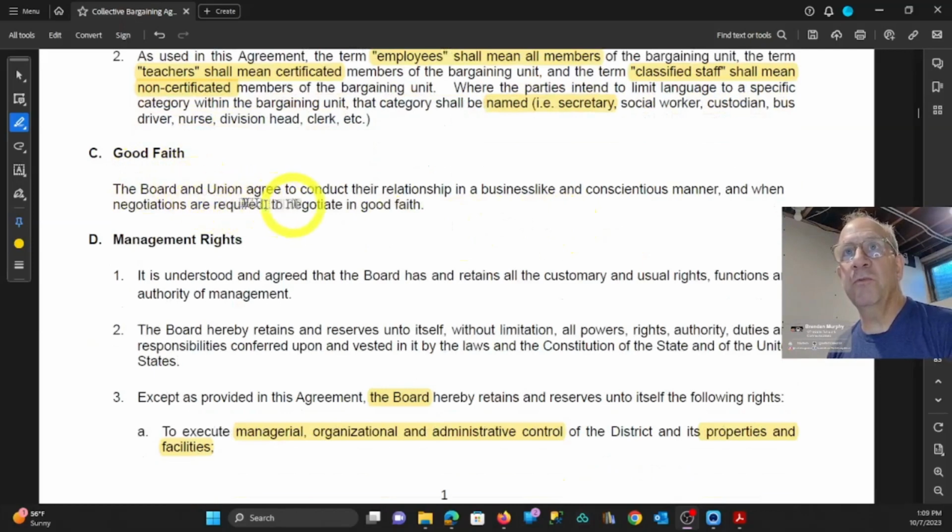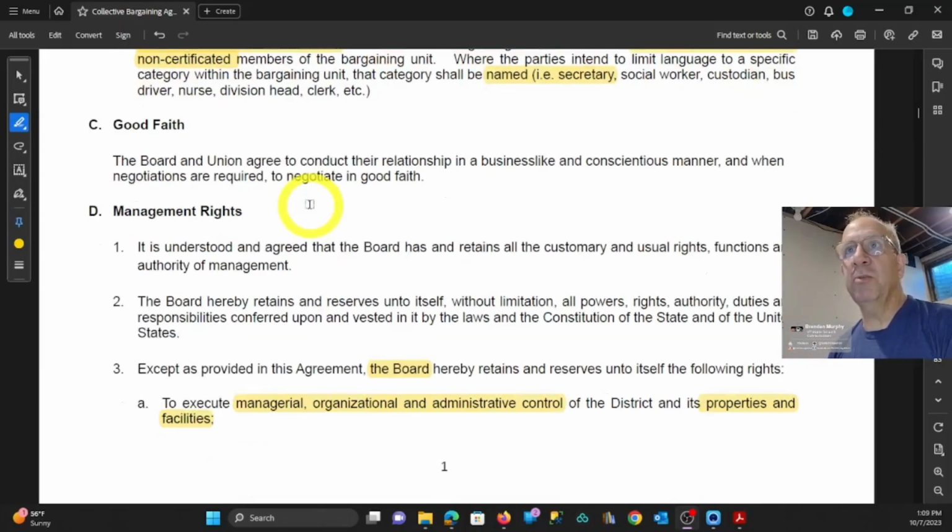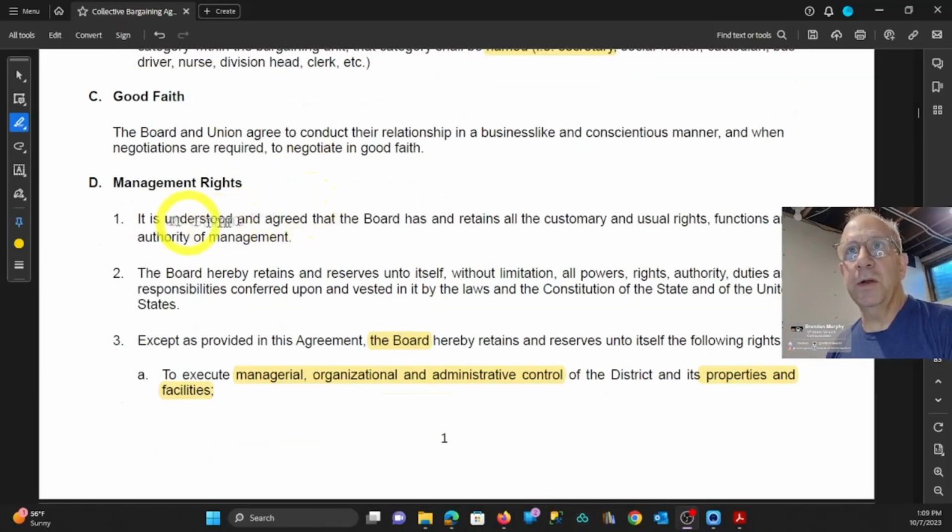Everybody should vote and negotiate in good faith. Most of this stuff comes from the National Labor Relations Board, so it's pretty standard.